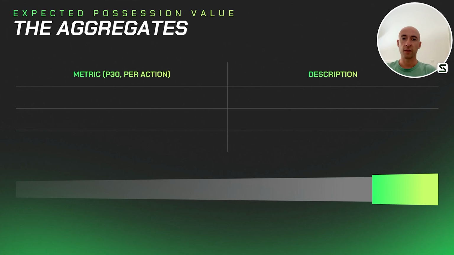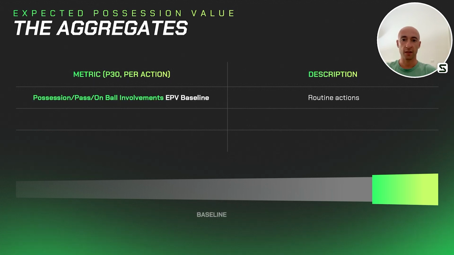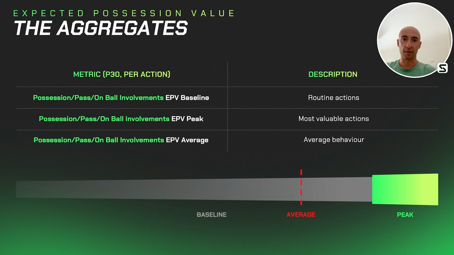What we actually deliver in terms of aggregated information is the following: 3 metrics split by type of action, possession, pass, or on-ball involvement, as well as impact level. The first one is APV baseline, which identifies the value of a player's routine actions. The second one is APV peak, which captures the value of a player's most impactful actions. And the third one is APV average, an expression of a player's average behavior.